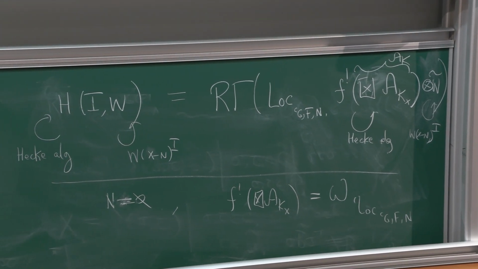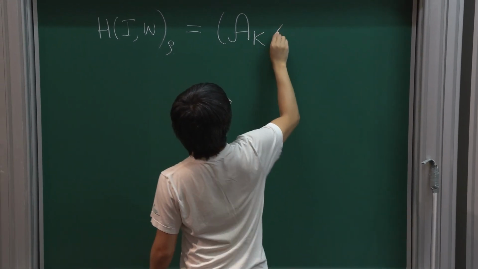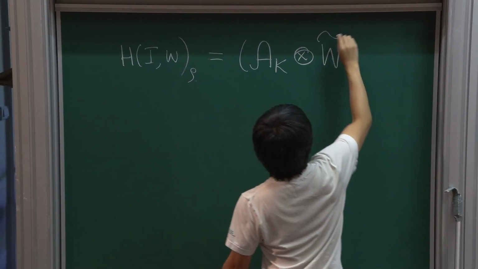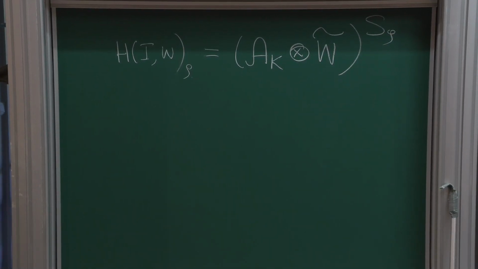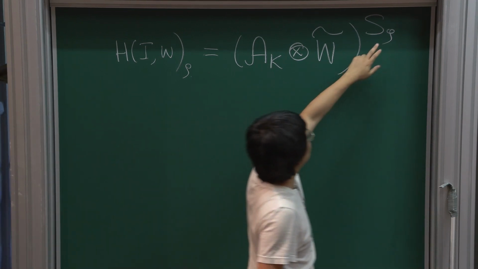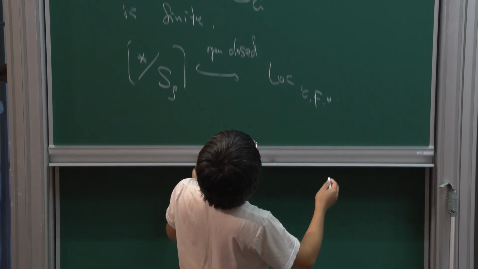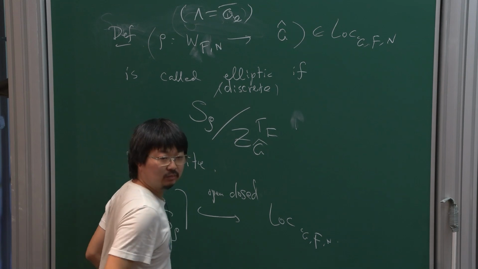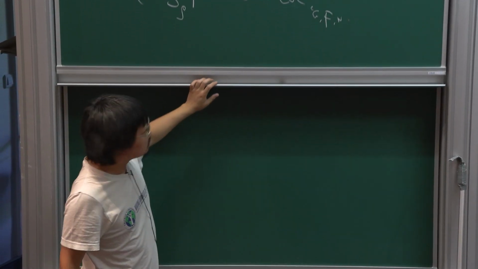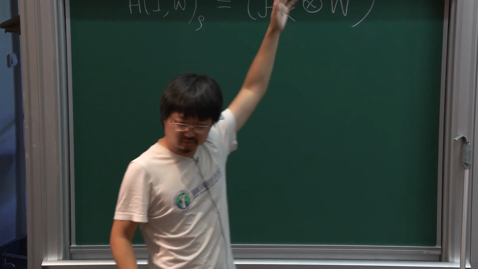So you can think about this. You can now rewrite this as follows: just a tensor with W, taking global sections, which is just taking the invariants. I think this is only well behaved when lambda is Q_l bar. So for simplicity let's also consider Q_l bar.